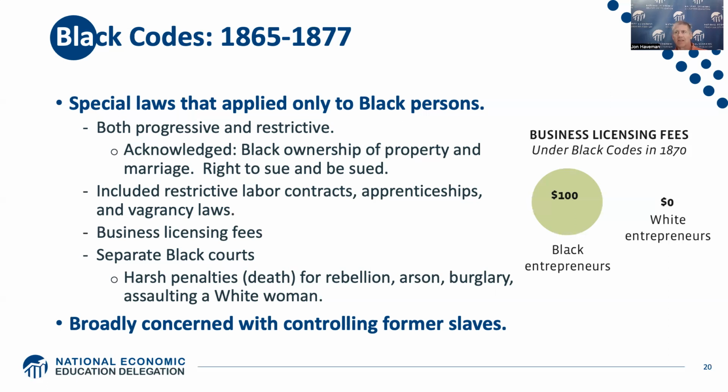For instance, the black licensing fee. If you look over on the right-hand side of the slide, there was a business licensing fee for black entrepreneurs of $100, and the same fee for white entrepreneurs was $0. Right, and $100 back in the day in 1870, that's quite a bit, right? So that was an enormous impediment to freed slaves starting up small businesses. And you could imagine how the implications of that would spiral over time.